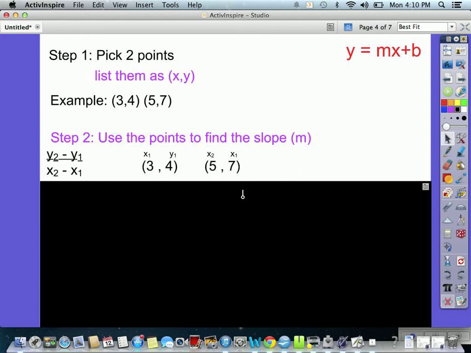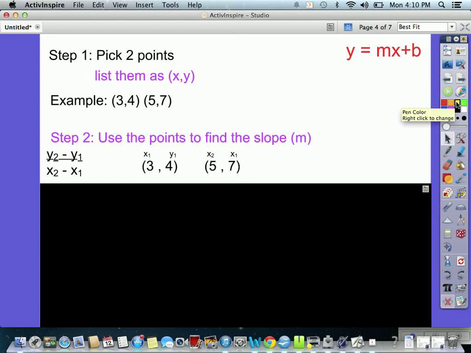Step 2, use the points to find the slope, which is m. Your formula is y2 minus y1 over x2 minus x1. I took the points and I labeled them as x1, y1, x2, x1. And that should have been x2, y2. So I'm going to go in and change that right now. So kind of follow me along as I go in and change that.